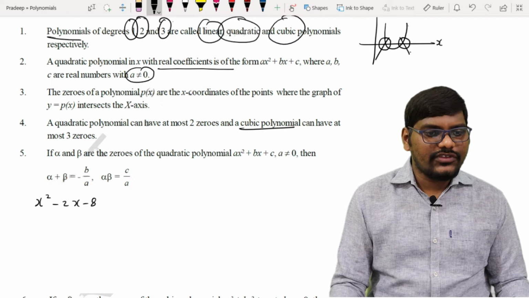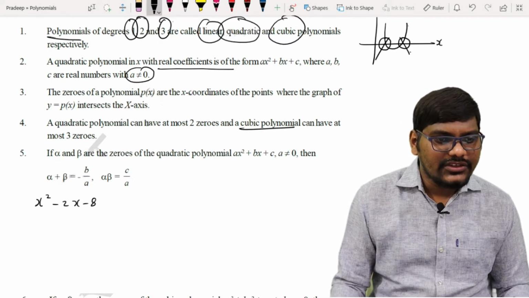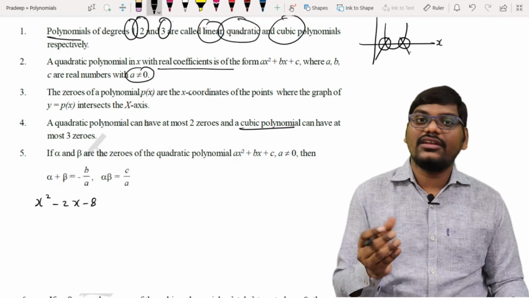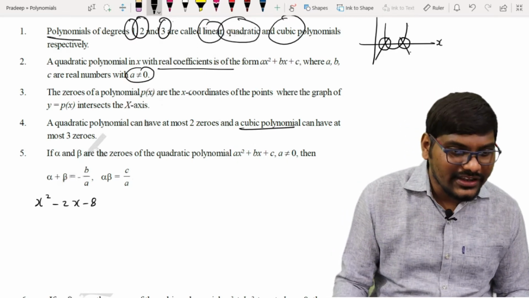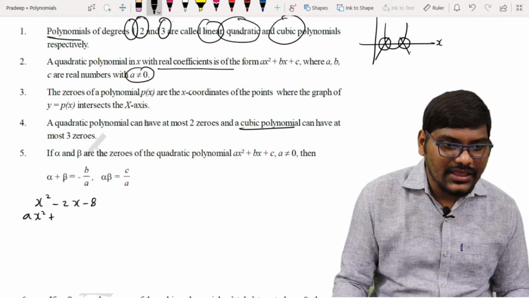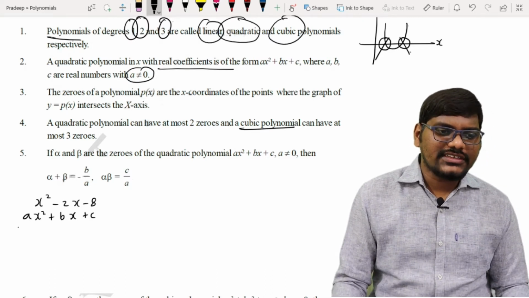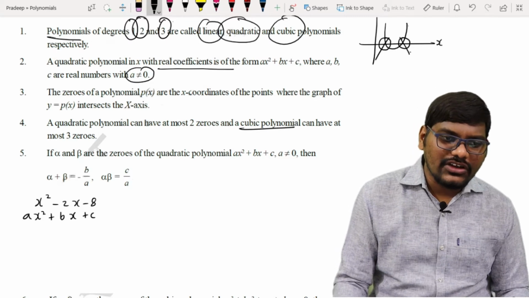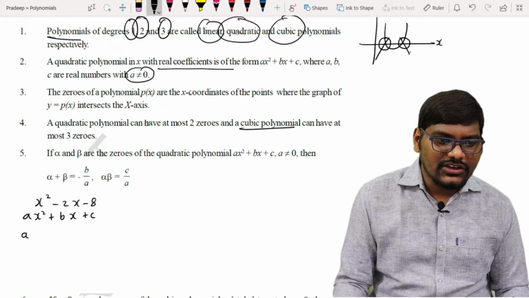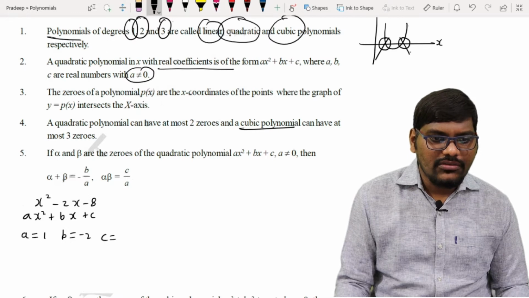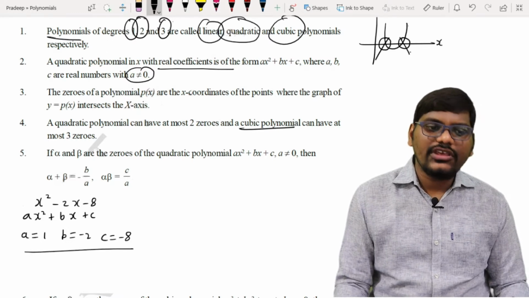If we observe this expression, it looks exactly like the general quadratic equation. So I can write ax square plus bx plus c. Now this is exactly looking like a quadratic equation. So what is the coefficient of x square? That is 1, so we can write a equal to 1. Here what is the coefficient? b equal to minus 2. What is the constant value here? That is c equal to minus 8. We got the a, b, c values here.